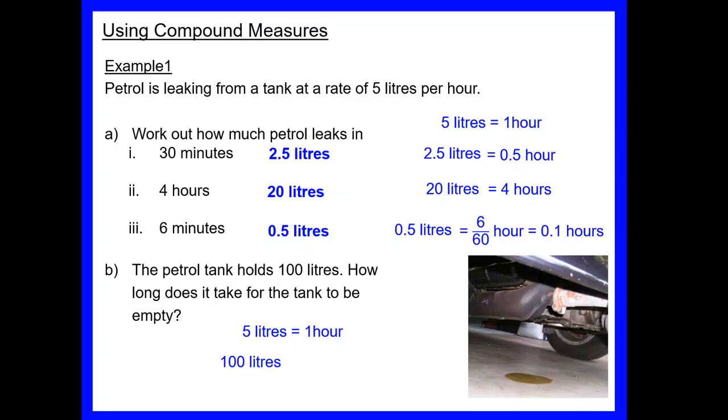Again, if you're not sure, we need to find out how many 5s fit into 100. So if we do 100 divided by 5, that gives us an answer of 20. So 5 times 20 is 100. So we do the same to the other side. So we're going to times it by 20. 1 times 20 is 20 hours. So it will take us 20 hours for the tank to be empty.